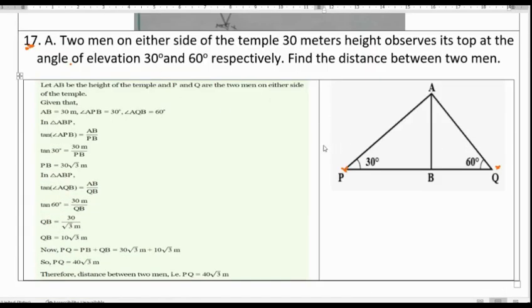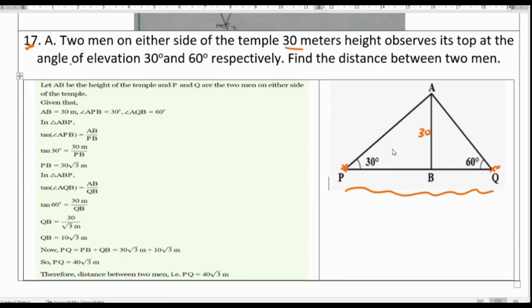The 17th question is from the application of trigonometry chapter. Two men on either side of a temple 30 meters in height observe the top at angles of elevation of 30 and 60 degrees respectively. This is the temple with 30 meters height. There are two men on either side of the temple, P and Q. They are making angles of 30 and 60 degrees respectively. Find the distance between the two men. So PQ we have to find.